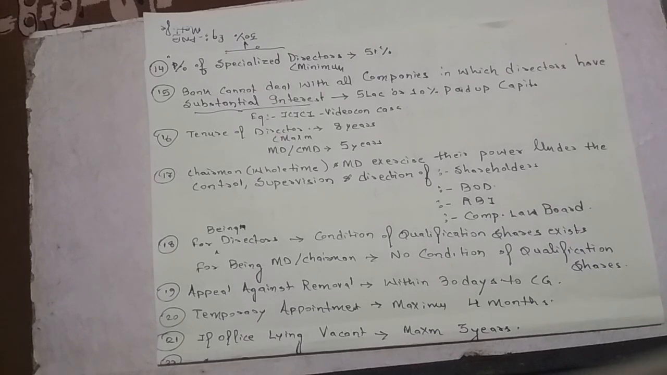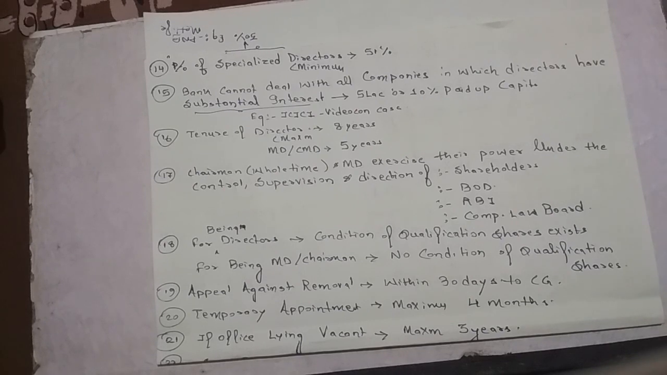This is the recent case of ICICI and Videocon, where Chanda Kochhar's husband had some interest in Videocon, and they gave a large amount of loans, around 800 crore, to Videocon. So you can frame this in your mind with examples, and you can understand. The maximum tenure of a director is 8 years. Just keep in mind, these questions are confusing, but this question could be asked. And for the MD and CMD, the maximum is 5 years.